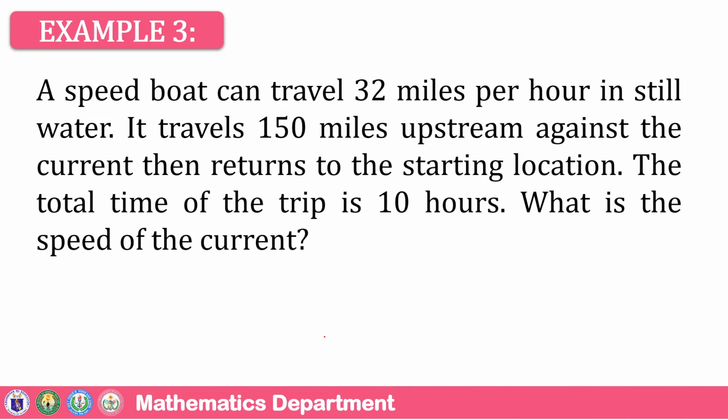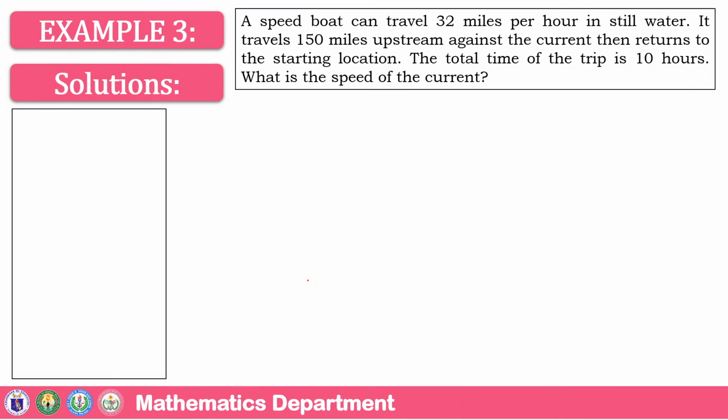Example number 3, a speedboat can travel 32 miles per hour in still water. It travels 150 miles upstream against the current, then returns to the starting location. So, the total time of the trip is 10 hours. What is the speed of the current? Okay, so dito kasi yung kayang takbuhin ng speedboat is 32 miles per hour. So, sa still water yan, ha?